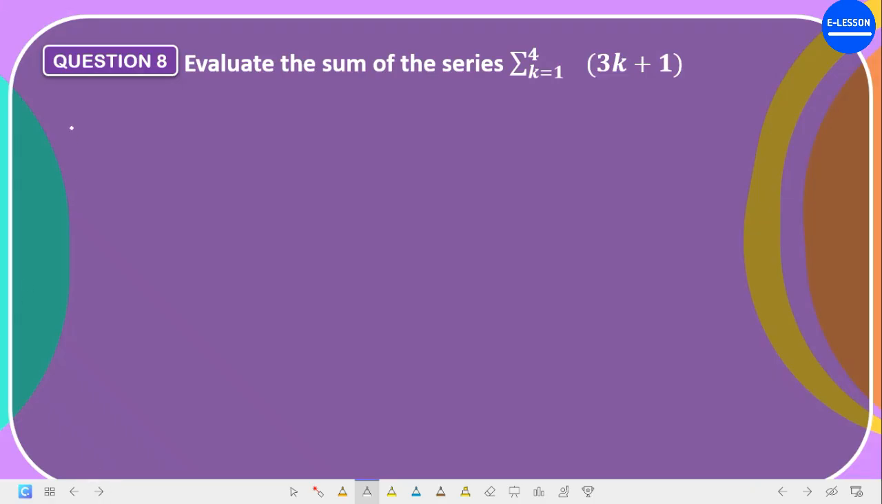Now, the next question says, evaluate the sum of the series if the sum to the fourth term as k starts from 1. Now, we have to do it k from 1, 2, 3, 4, and then we sum everything together. So when k is equals to 1, 3k plus 1 will be equals to what? 3 bracket 1 plus 1. 3 times 1 is what? 3 plus 1, and this is equals to 4.